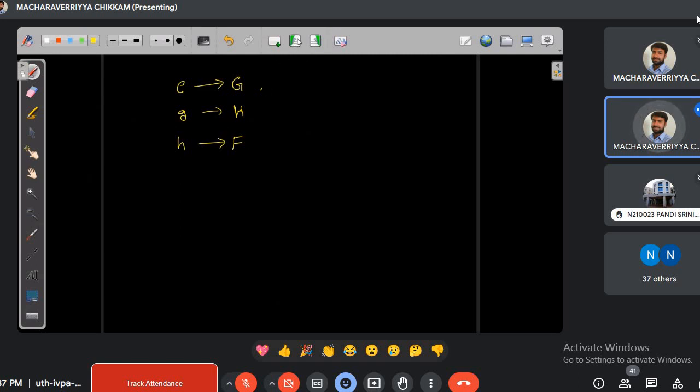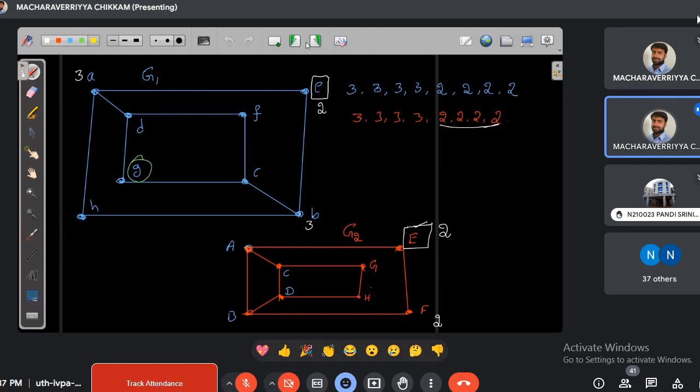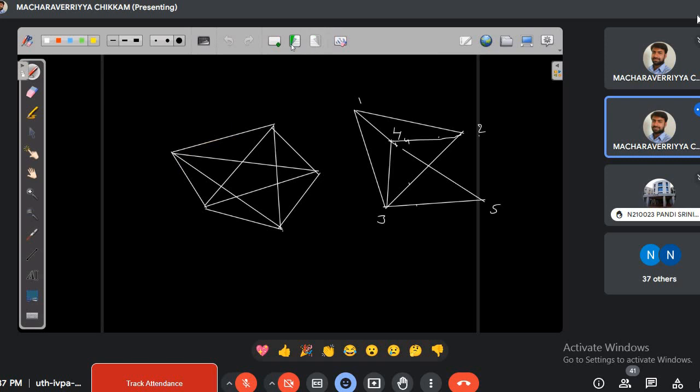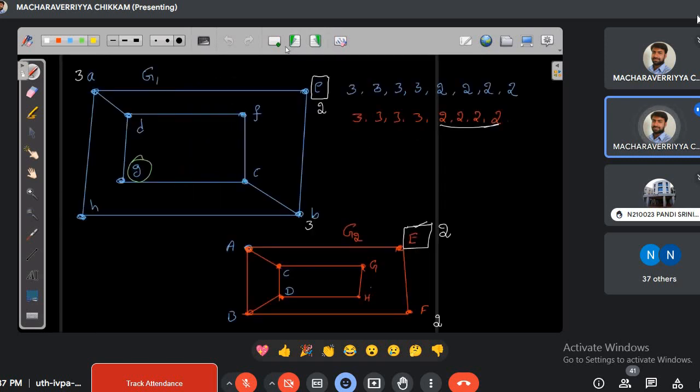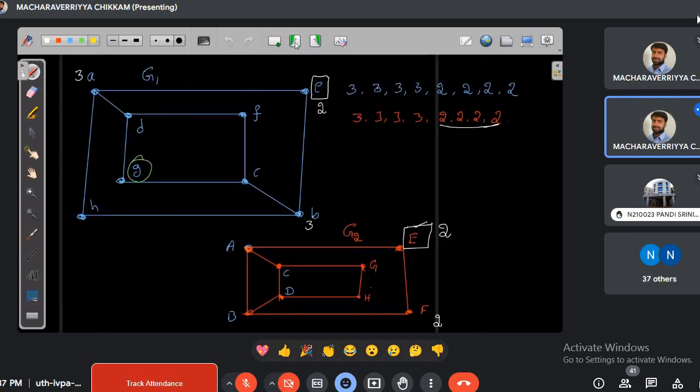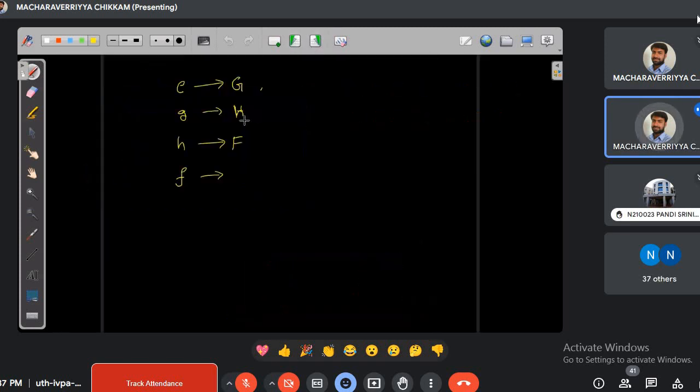Then there is one more vertex of degree 2 here. What is it? That is F. Okay, where do you map F now? F is mapped to the one which is left. I hope capital G, H, F is over. So capital E is left. All right.